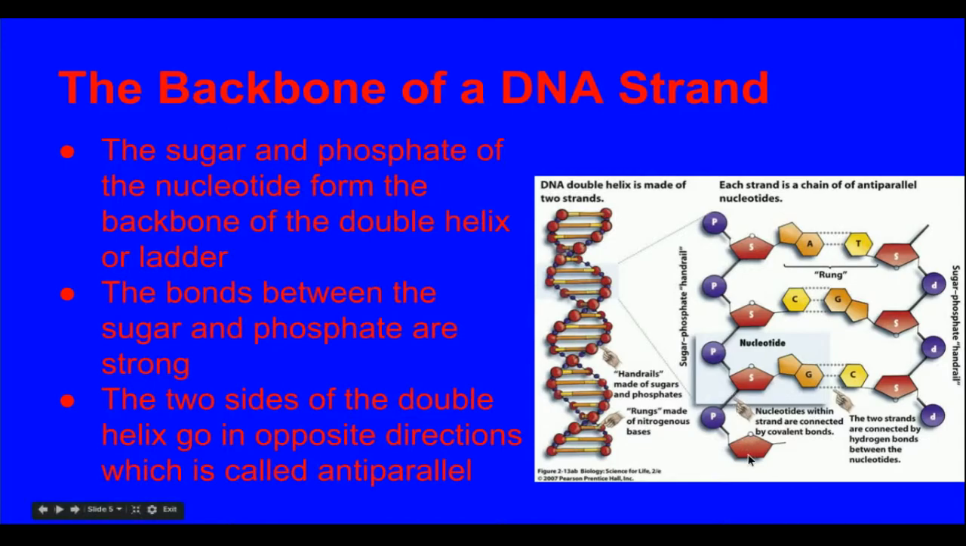The 2 sides of the double helix go in opposite directions. If you see here, we start with a sugar, then a phosphate, sugar, phosphate, sugar, phosphate, sugar, phosphate. We go on the other side, we're going to do phosphate, sugar, phosphate, sugar, phosphate, sugar, because they are going in the opposite direction. And when they go in the opposite direction, that is called anti-parallel.